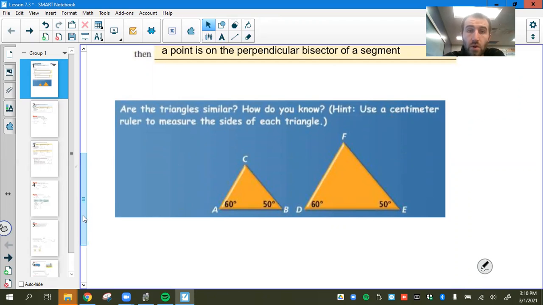Okay, so we're back. So are they similar? The answer is yes. How do you know? Well, we know that angle A is congruent to angle D, angle B is congruent to angle E, and angle C, do some quick math, you'll find is congruent to angle F. 70 degrees. So if all three angles are congruent on a triangle, then they are similar. And you should have found that if you measured the side lengths of each one, they should also be similar to each other as well. They have a common ratio.